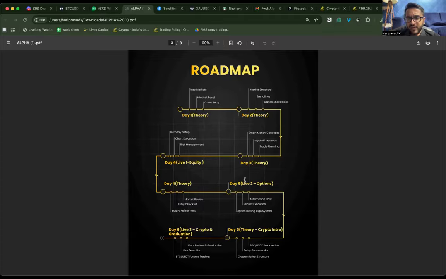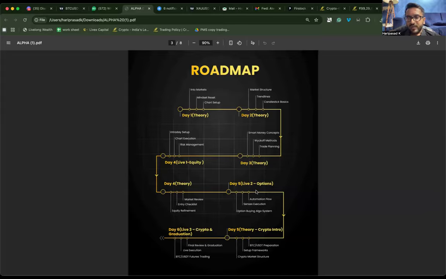Then on the fifth day, we are going to have a live market session on how options trading can be done. You're going to be taught an option trading strategy, and along with it, you're also going to be taught how the strategy can be automated in your trading account. All the tools that are needed to automate the strategy in your trading account, all those things are going to be guided to you.